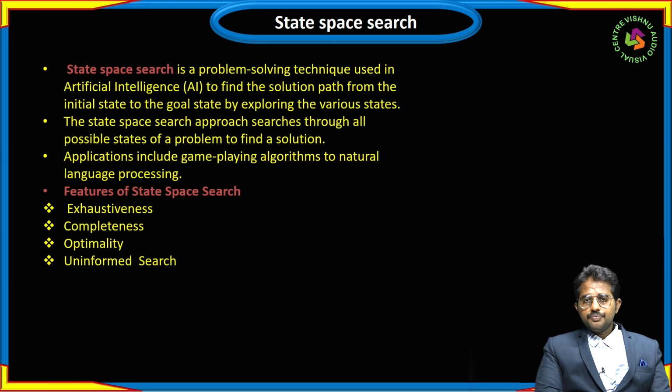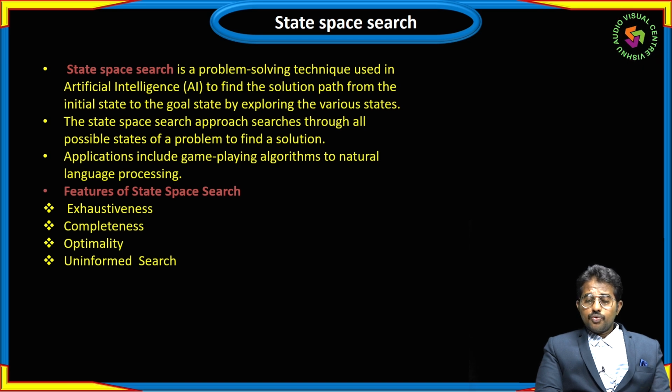It searches all the possible ways to find the optimal solution. And completeness: for every problem domain, if any solution is present for that particular problem domain, then this state space search algorithm will guaranteedly find the solution. Optimality: after finding the solution, whatever algorithm we are going to use for that particular problem domain, if a particular solution is found, that solution will be the optimal solution. And also uninformed search: whatever algorithm we are using for state space search will come under uninformed search.